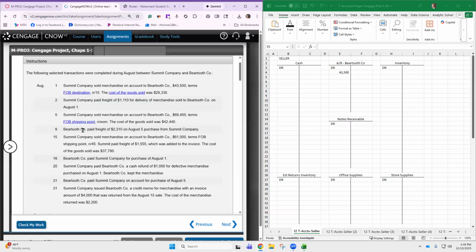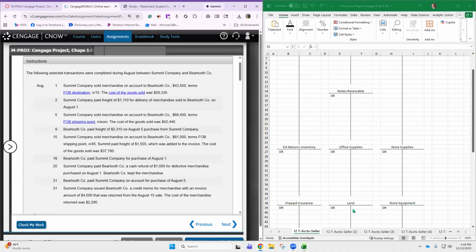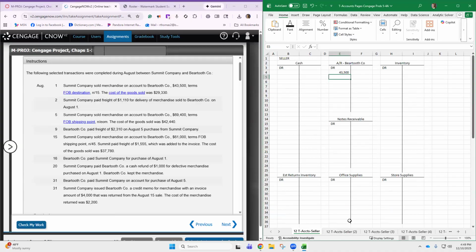So shipping is just as much a part of the product that you're bringing in to sell as the product itself. Because if the product can't get to you, you can't sell it. Okay, so just as much shipping goes into inventory if you're the one buying it, right? So we're going to put the amount that they're saying here. All right, so for a sale, a seller has 4 accounts at least to work with. So they said that the sale came to $43,500.